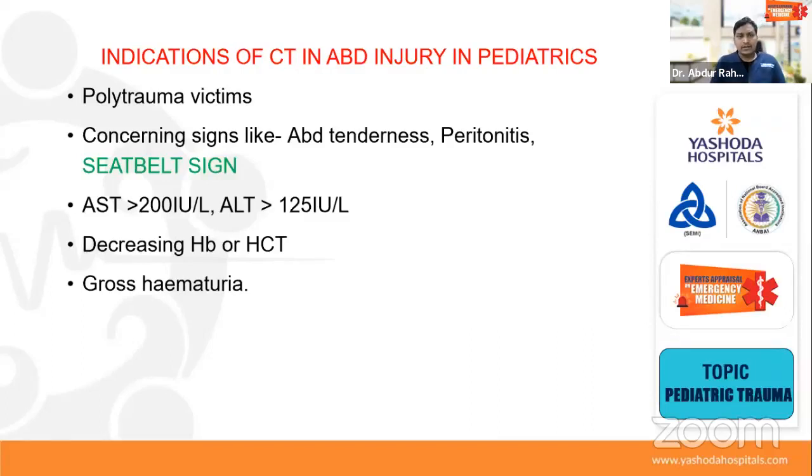Very important, we will be encountering in our emergency departments the question of when to perform a CT and when not to. There are some rules which help us decide whether to perform imaging or not. Here are a few indications for performing CT in abdominal injury in pediatrics. The indications include polytrauma victims, and concerning signs like abdominal tenderness, peritonitis, and presence of seat belt sign, which I'll discuss in a later slide. Also elevated liver enzymes, decreasing hemoglobin or hematocrit, and gross hematuria. If these signs are present, then you should go for abdominal imaging.